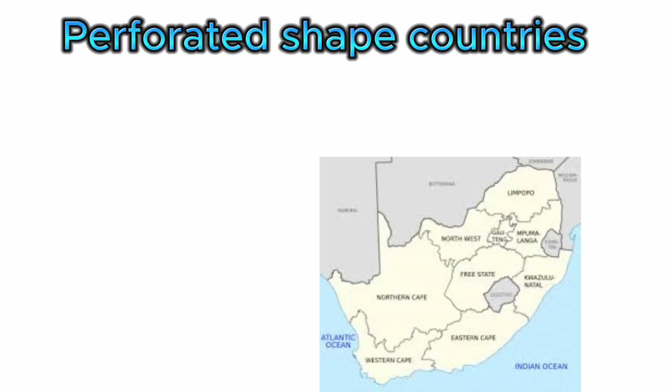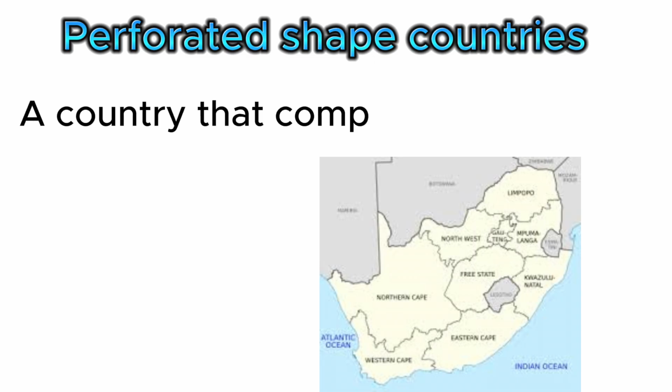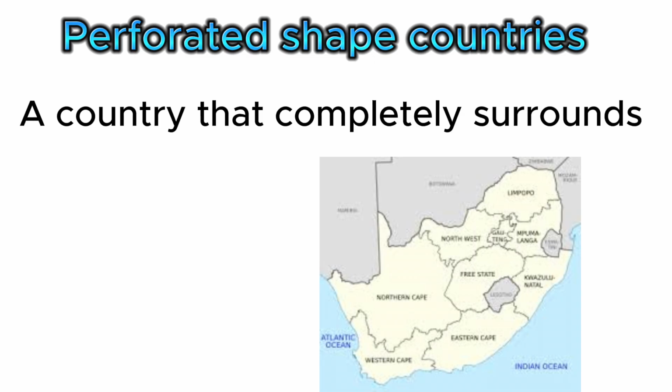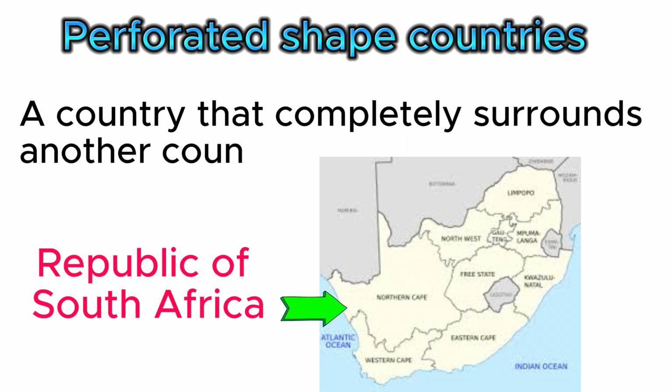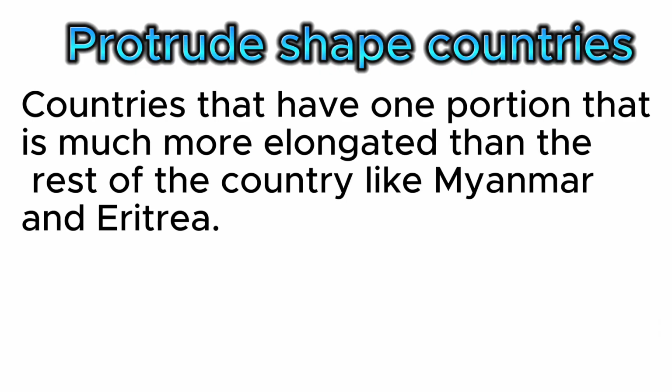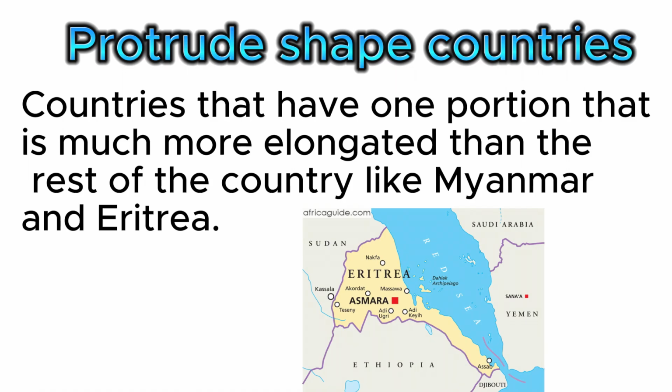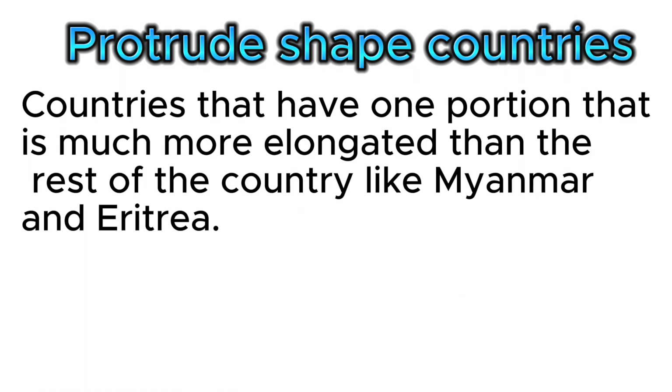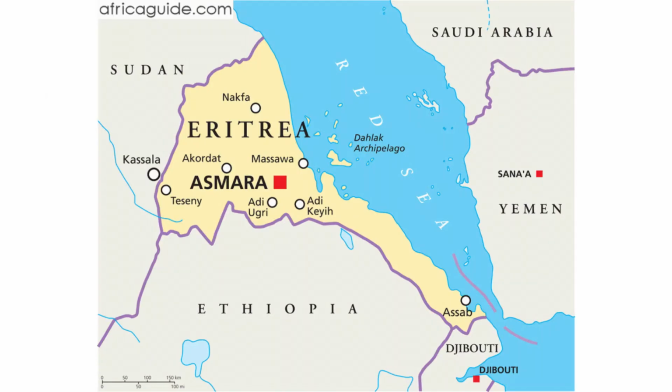Perforated shaped countries. A country that completely surrounds another country, like the Republic of South Africa. Protruded shaped countries. Countries that have one portion that is much more elongated than the rest of the country, like Myanmar and Eritrea.